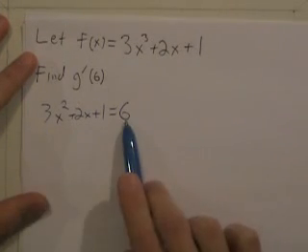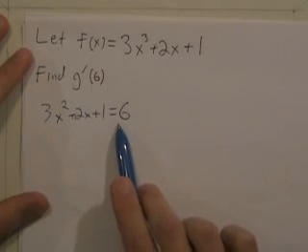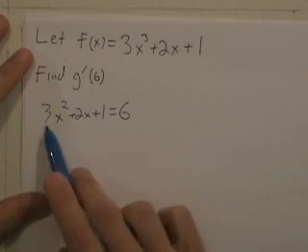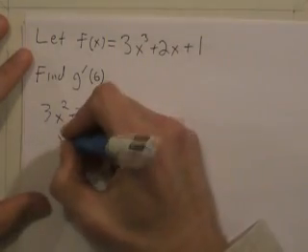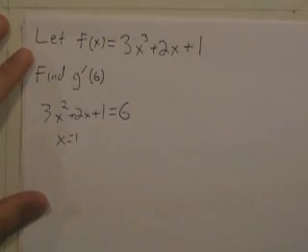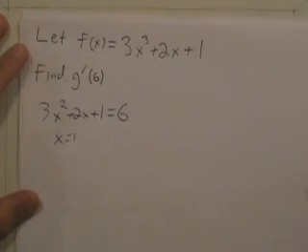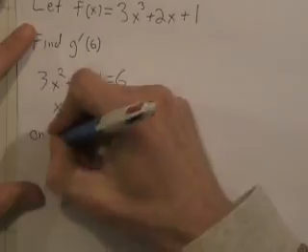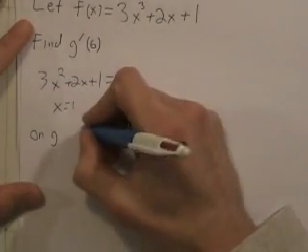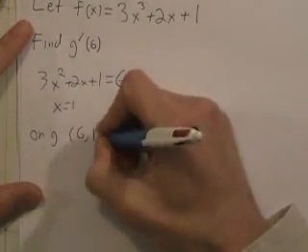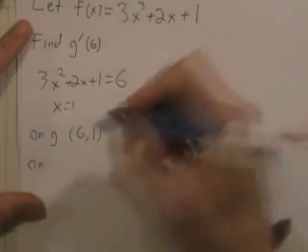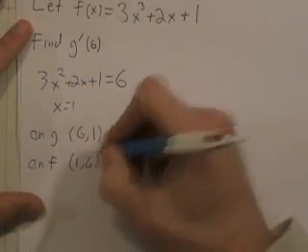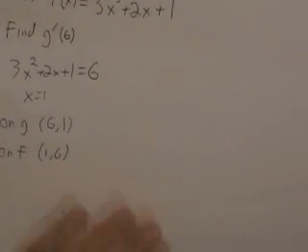But to solve this equation, I just plug in a few numbers. It's kind of a guess and check thing. If I plug in 1, I get 3 plus 2 plus 1 is 6. So x equals 1. That means that on g, there's the point (6, 1), and because of that, on f, there's the point (1, 6). Now, to method 2.